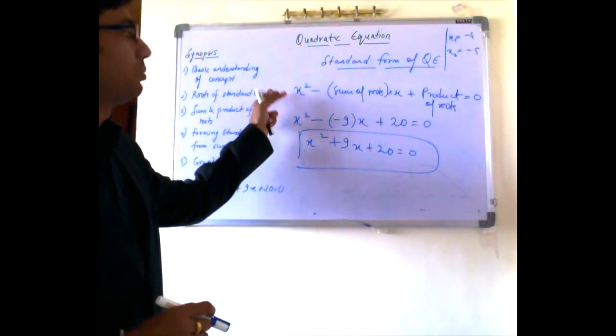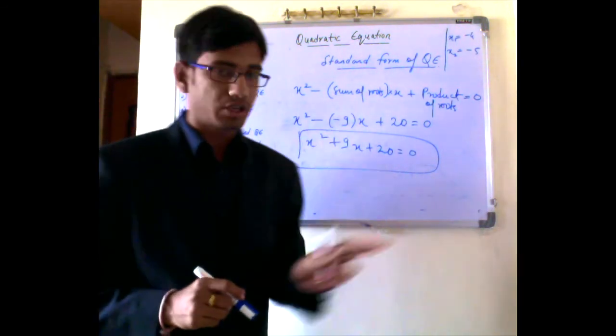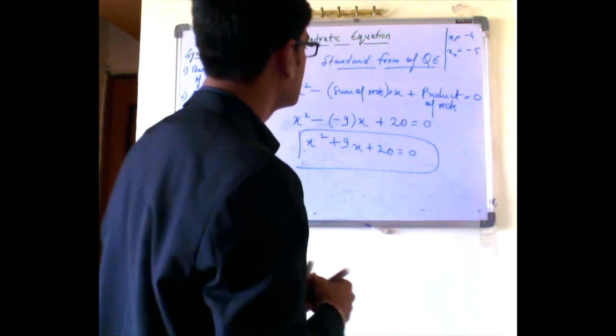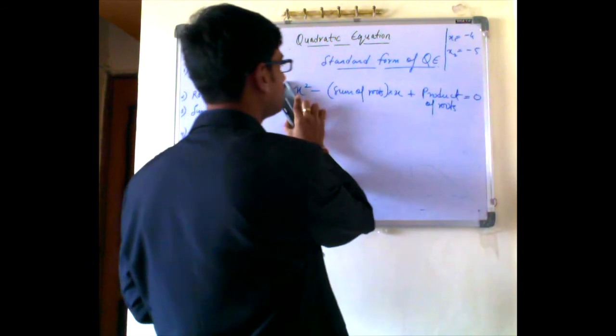This, guys, we need to remember: x squared minus sum of the roots of the quadratic equation into x plus product of roots gives me the standard form of the quadratic equation, that is ax squared plus bx plus c. I remove this now.